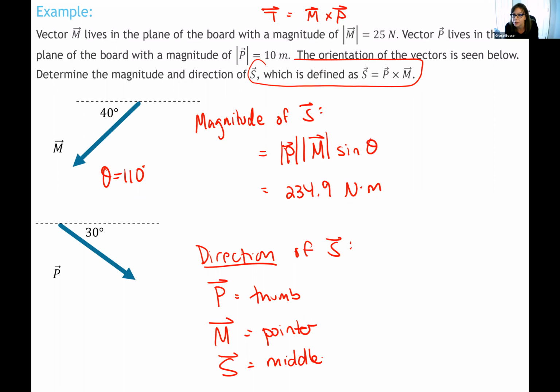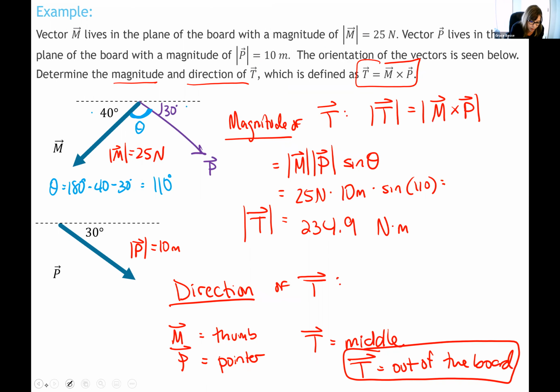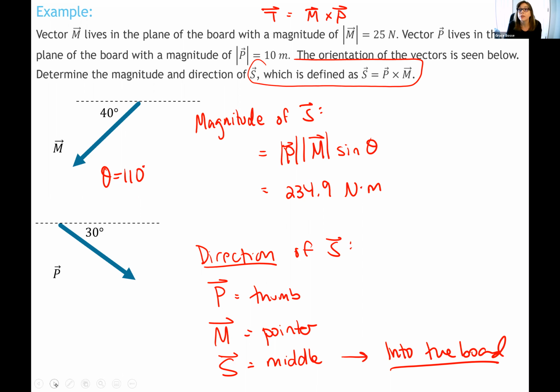This one's tough to do, but if you stand up, you can do it a little bit better. So my thumb is pointing down and to the right. My pointer finger is going down and to the left. This time, you guys can see the tip of my middle finger. It's going into the board. So this time, vector S is going into the board, which is the exact opposite of what we got in the previous problem. T was going out of the board. S is going into the board.